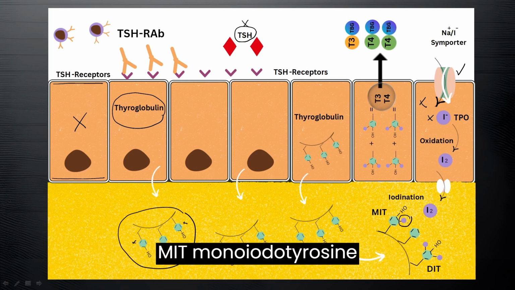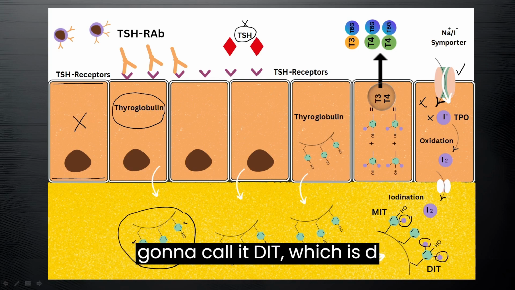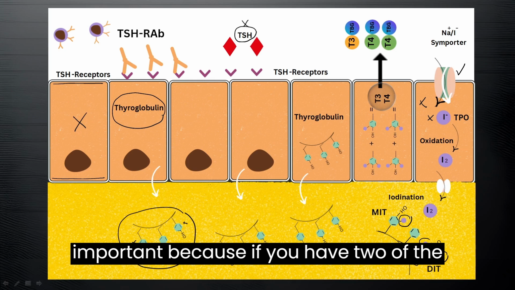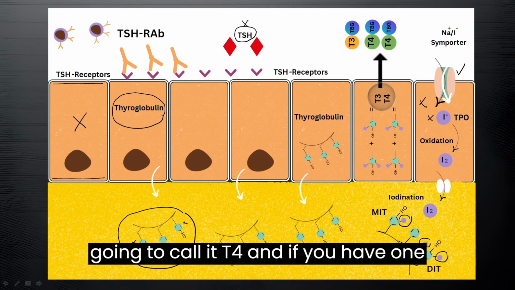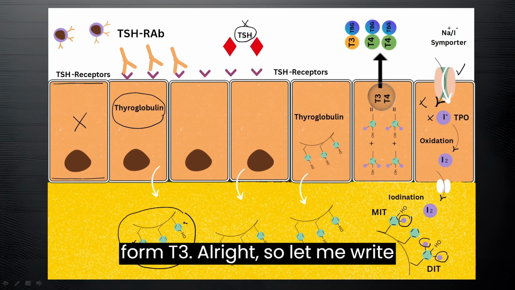MIT, monoiodotyrosine. If we have two of the iodine binding to the tyrosine, we're going to call it DIT, which is diiodotyrosine. Now it is important because if you have two of the DITs coming together, we're going to call it T4. And if you have one MIT plus DIT, that is going to form T3.